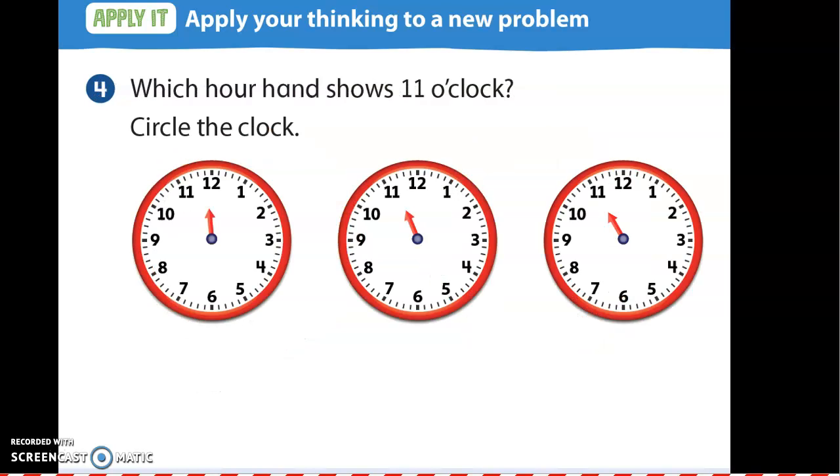Which hour hand shows 11 o'clock? Circle the clock that the hand is showing 11 o'clock. Let's see. I can tell that this one's not pointing in the right direction. I'm not sure about these ones, so I need to trace it with my finger. Let's see if I trace this one where I get. Oh, I think that one's a tick past the 11. Let's try this one. Let's see if this one's a little closer. Ooh, I think it's the third one. This one points directly at the 11. Good job.